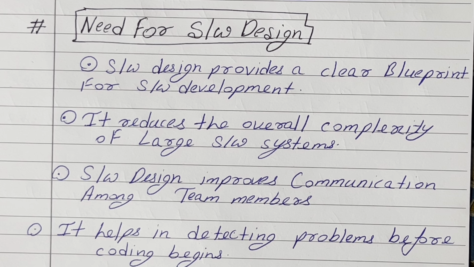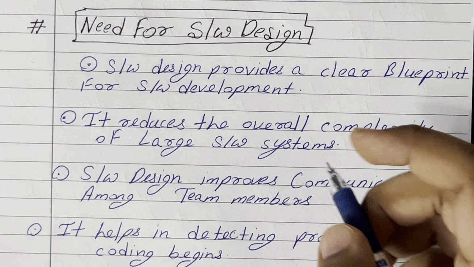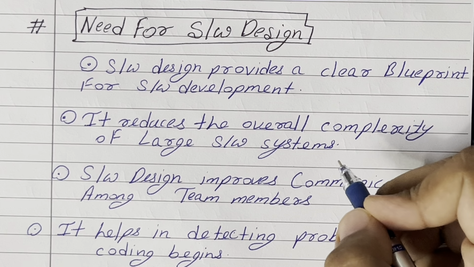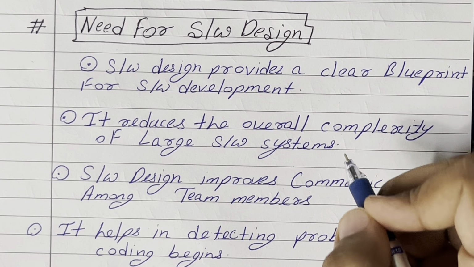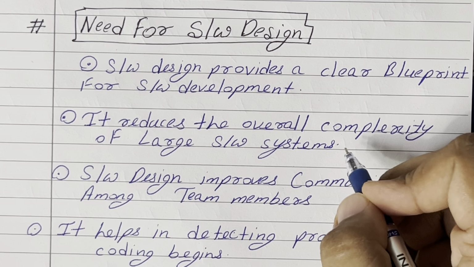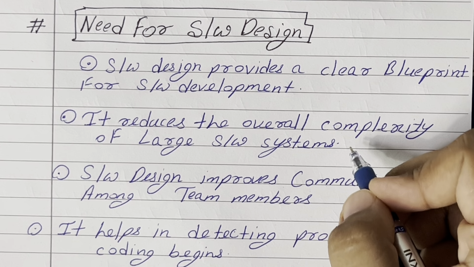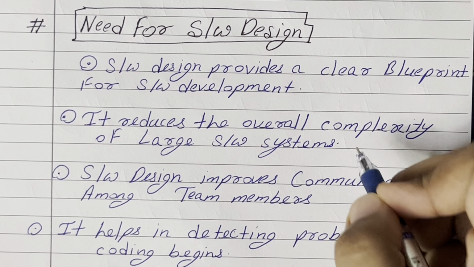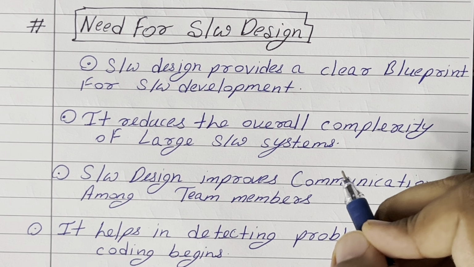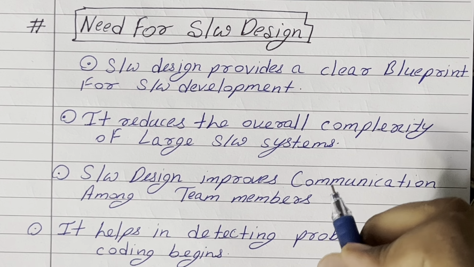So software design reduces the complexity by dividing the entire software system into smaller, independent, and manageable modules. Each module performs a specific function and can be developed separately. This modular approach makes the software easier to understand, develop, and maintain.